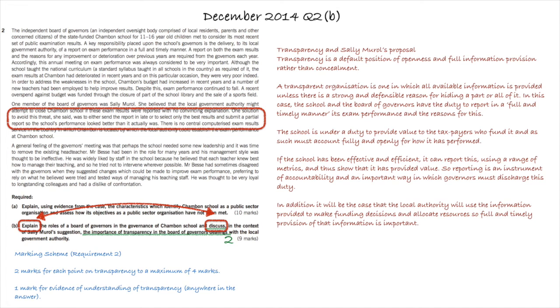Another thing we should make clear here is that the local authority will use this type of information to make funding decisions and decide how to allocate resources, which means that full and timely provision is important. It also means that partial, incomplete, late or inaccurate data would mean that the local authority would not have the information necessary to make these important decisions.